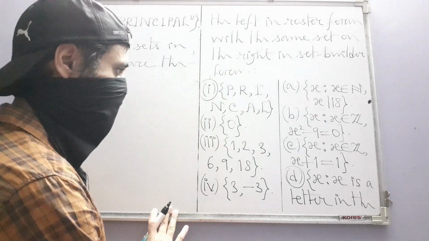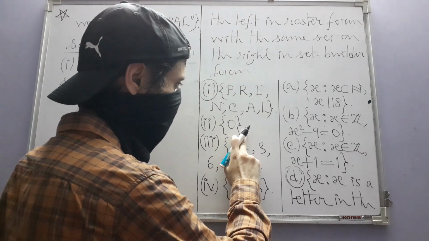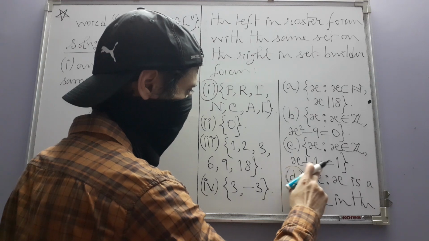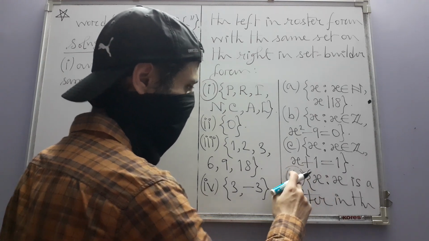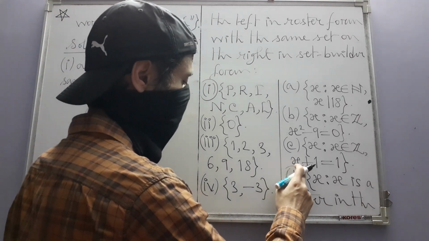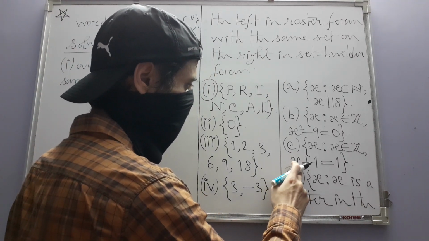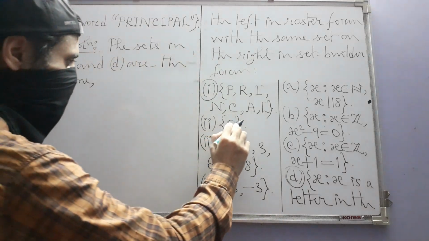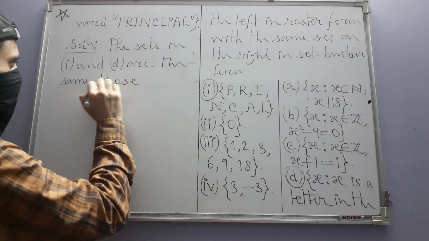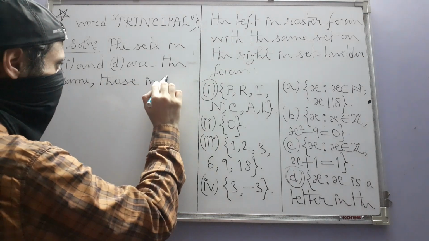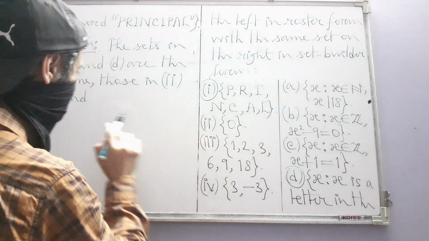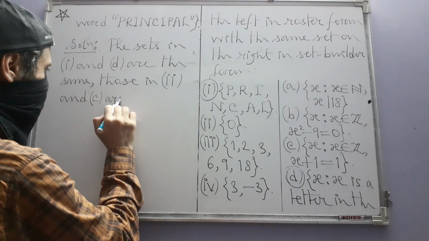Okay, next. What about this one? This one will be the same as this one, because if you think of what will happen to x here, this is also after all an equation, an extremely easy one, but nevertheless it's a linear equation. And if you solve it for x, you get 0. So that is why this and this are the same set. Those in 2 and C are the same.